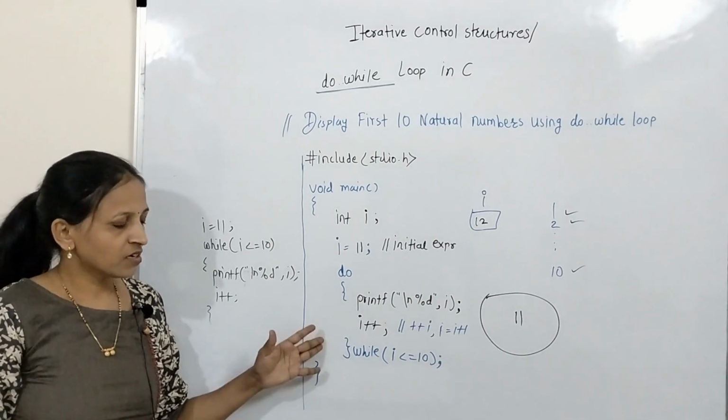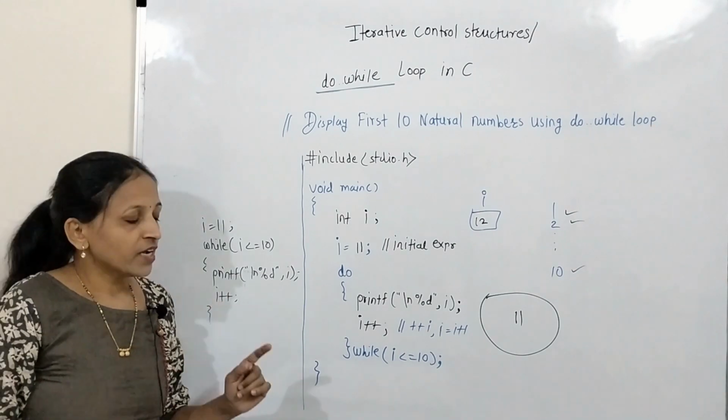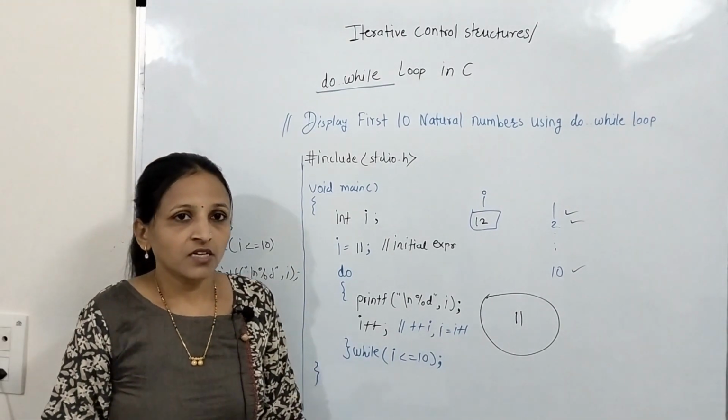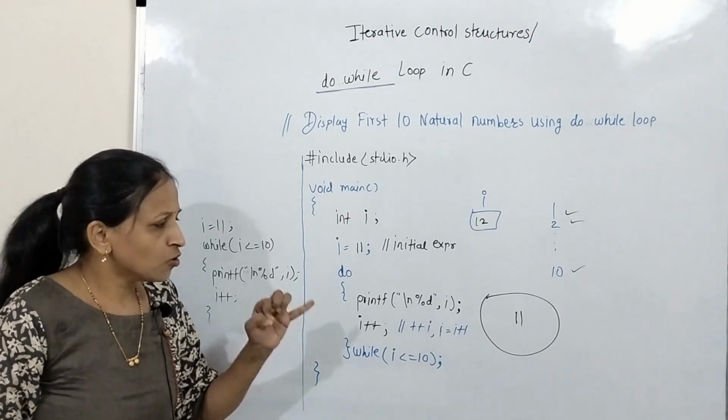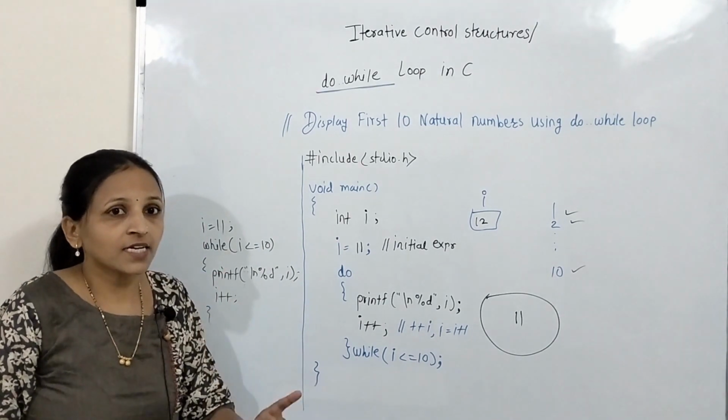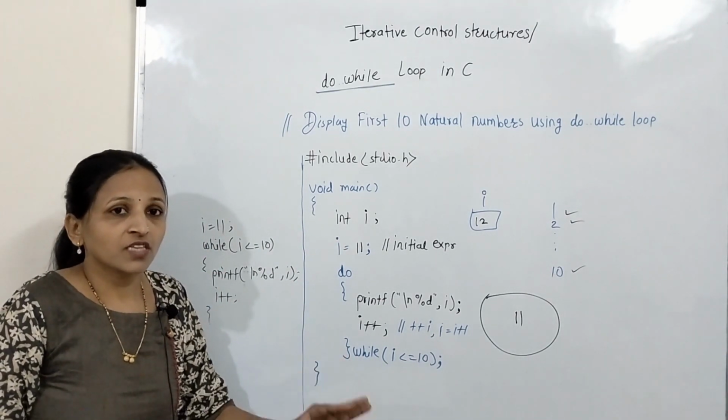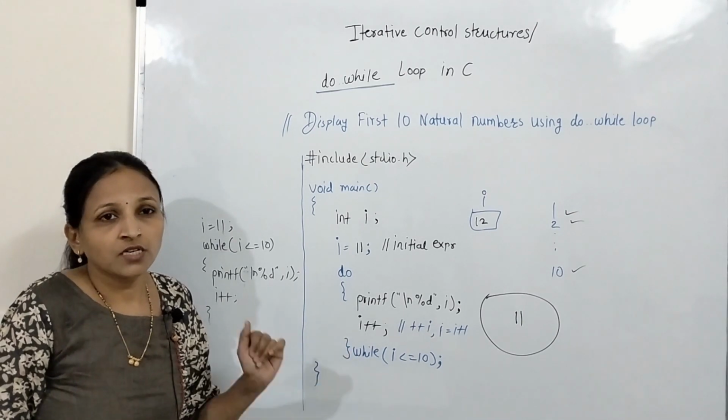In that case while is best. Okay, but here when to use do while? Do while is normally used whenever there is a situation where the loop should get executed at least once without checking for any condition initially.